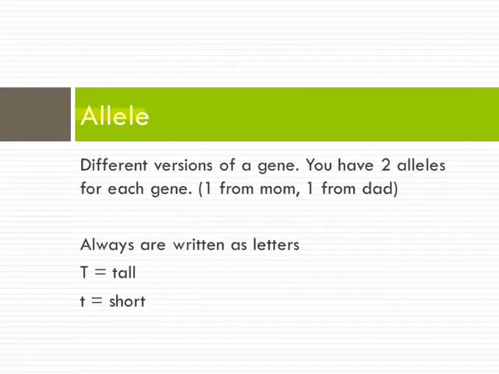Okay, new word, allele. An allele is a different version of a gene. So for each of your genes, you have two alleles. One came from your mom and one came from your dad. They're always written as letters. So in this example, big T is standing for tall and little t is standing for short. The letters that are used for the trait are not important. Normally what happens is the letter makes sense for what the trait is. So in this one, T makes sense for tall.